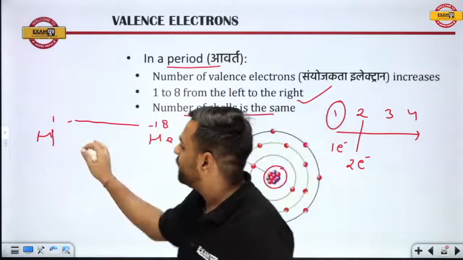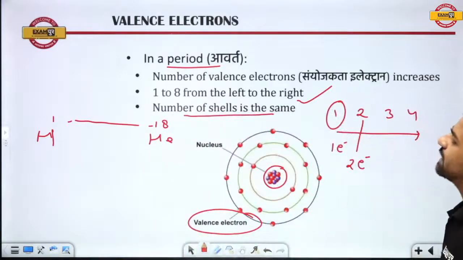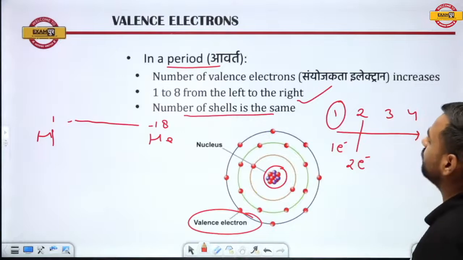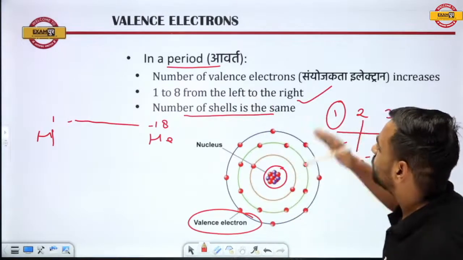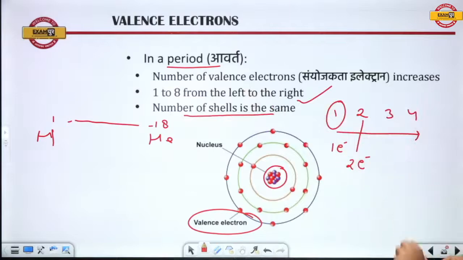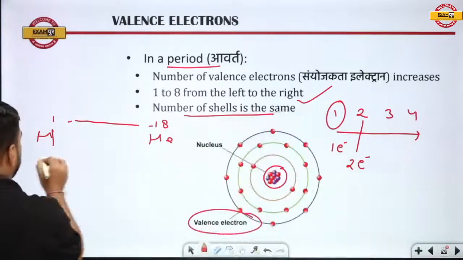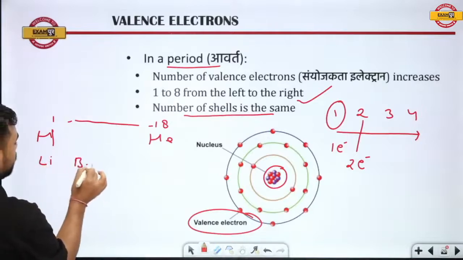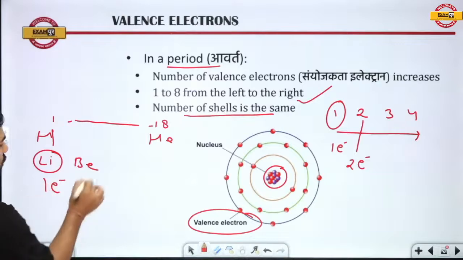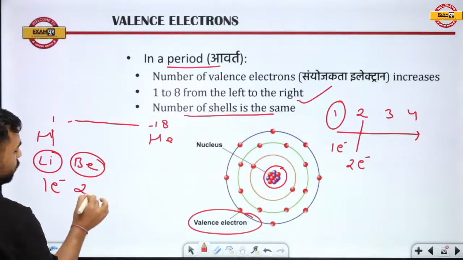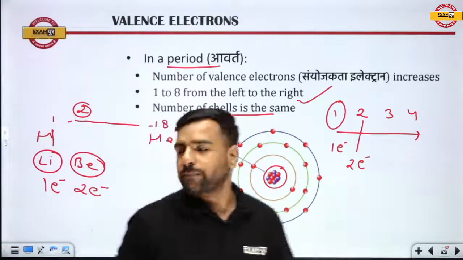If I go with the period, first period, second period, third period, and so on, please remember the number of shells is going to be the same. But when we are moving from left to right, the number of valence electrons will be increasing. For example, hydrogen, helium, lithium, beryllium, and so on. If I talk about lithium, I'll have 1 valence electron. If I talk about beryllium, I'll have 2 valence electrons. Why? Because it is in the second group. As simple as that.